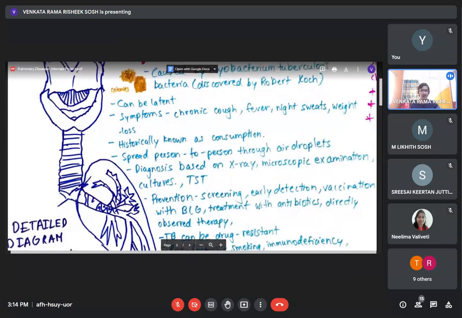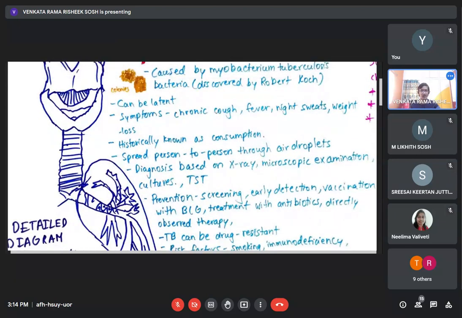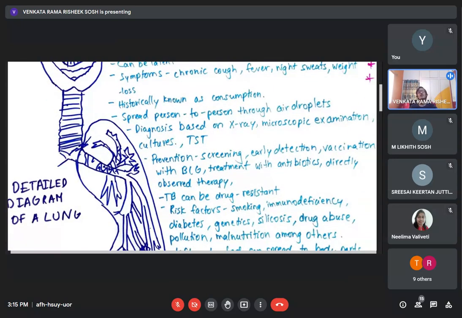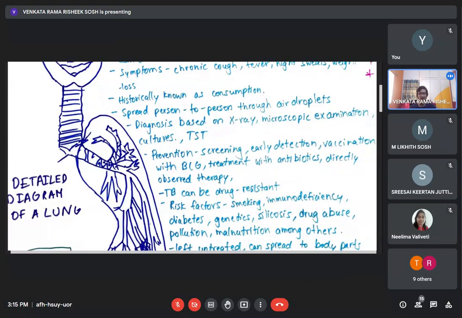It is historically known as consumption. I've learned this through reading the English novel which was provided this year called Anne of Green Gables, where Anne's friend suffers from consumption and passes away at a very young age. It's called consumption because it takes away a lot of your body mass and a lot of weight loss occurs. The basic way of spread is from person to person when unprotected through air droplets.